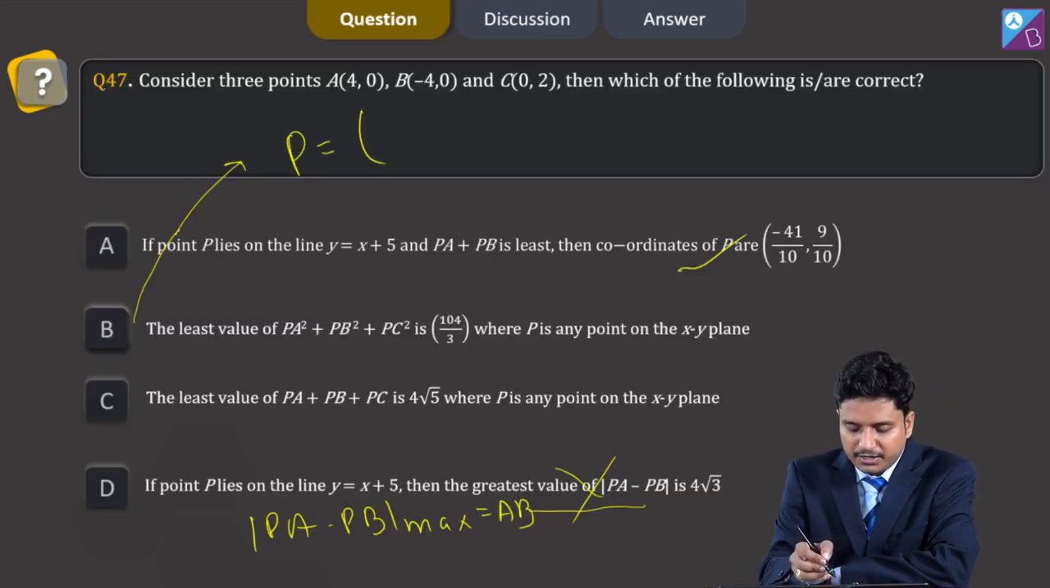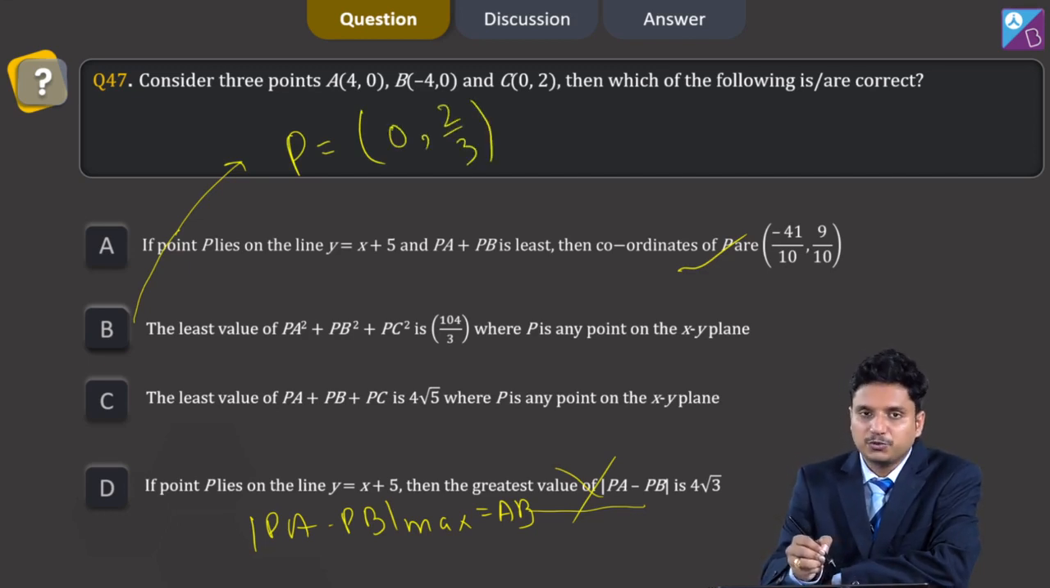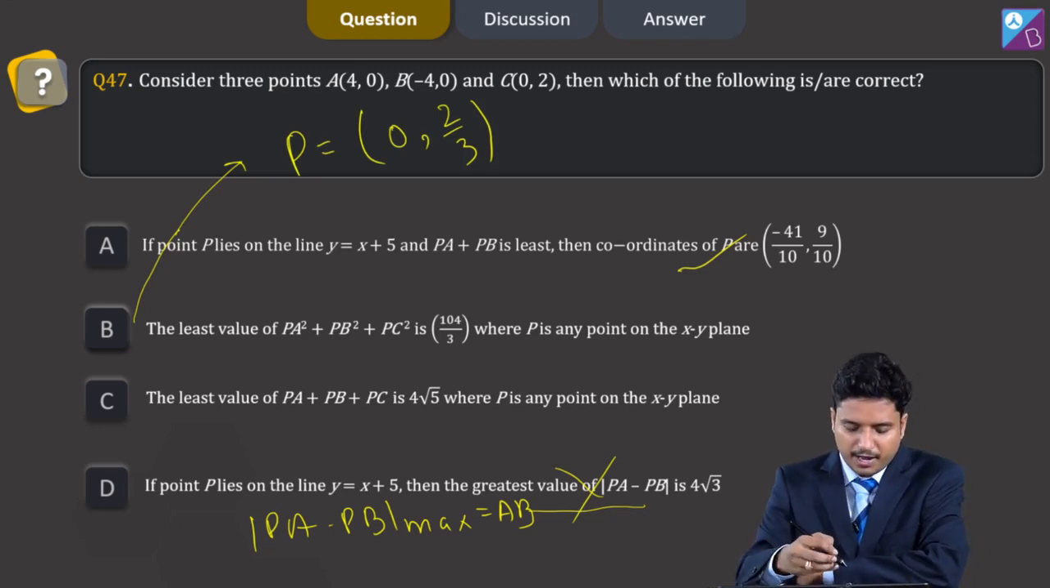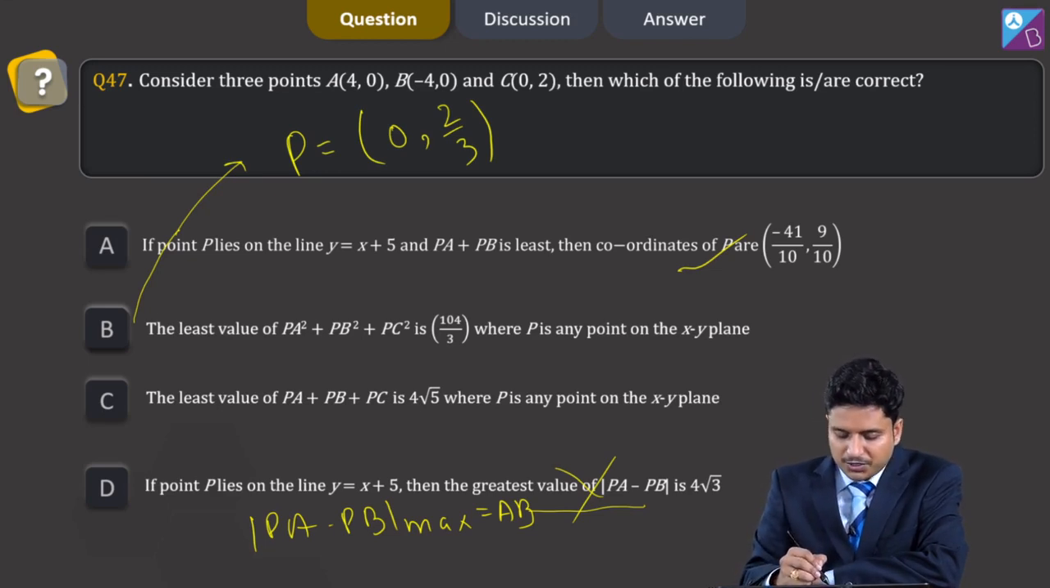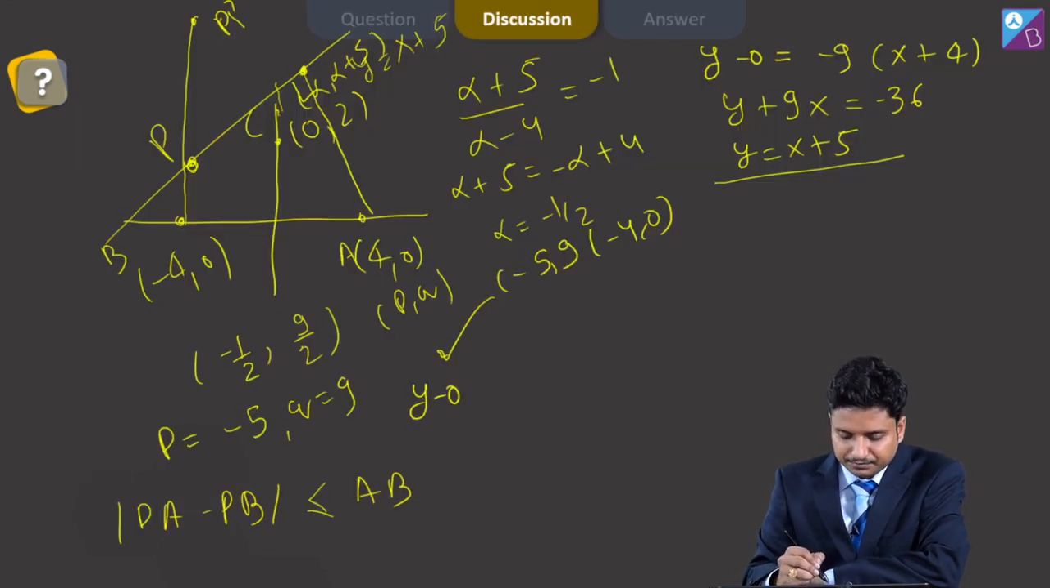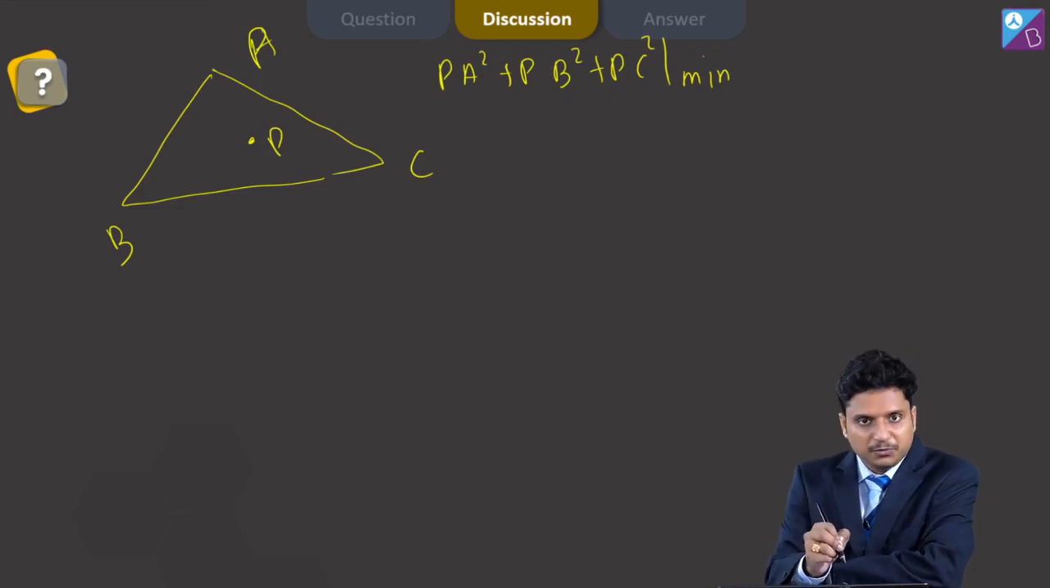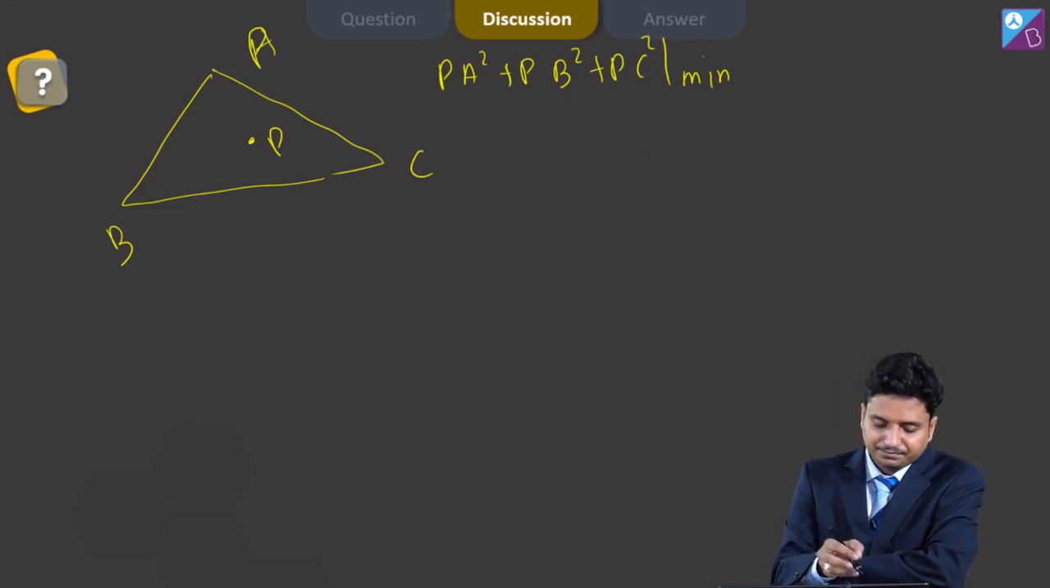So in this case, it can easily be obtained. P point will be centroid, so it is 0 and 2 by 3. So now you can easily find out PA square plus PB square plus PC square, and this will be the least value. This is going to be your centroid. But in option C, this is actually Fermat's points question, in which PA plus PB plus PC, that is what we have to actually minimize. So how can this be done?